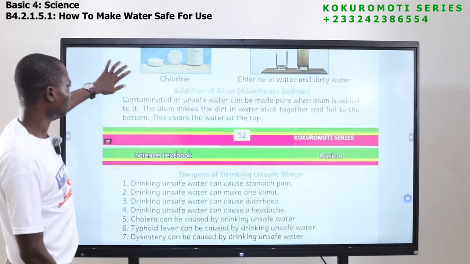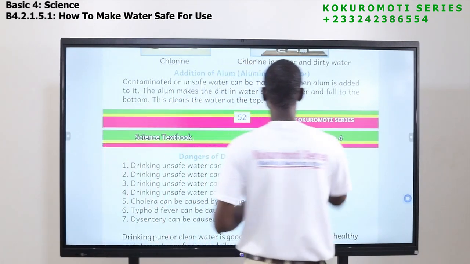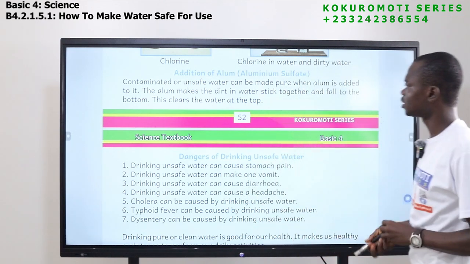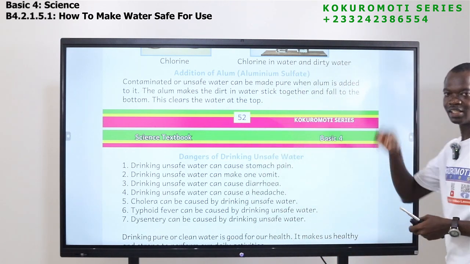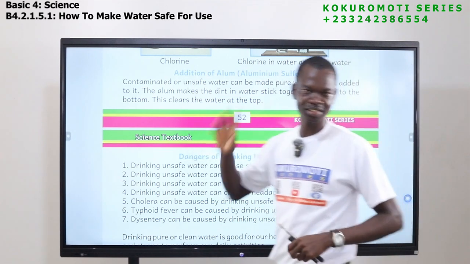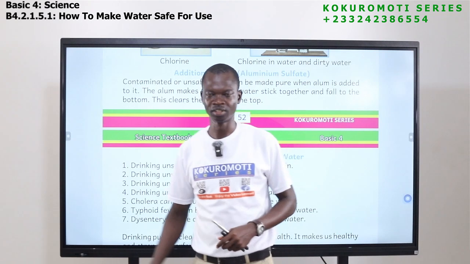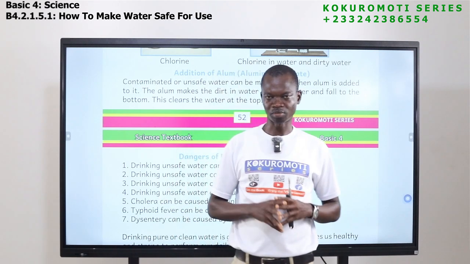Okay. The next one is the addition of alum. Alum means aluminium sulfate. So this is also a chemical. We put it in water. But this one, the alum doesn't kill germs. Listen, we have seen iodine tablets, we have seen chlorine. They all kill germs in the water.